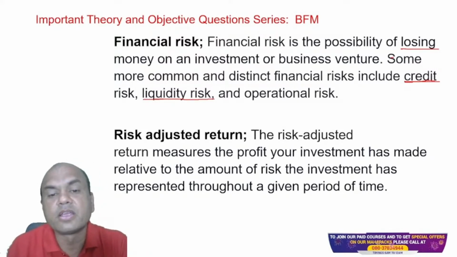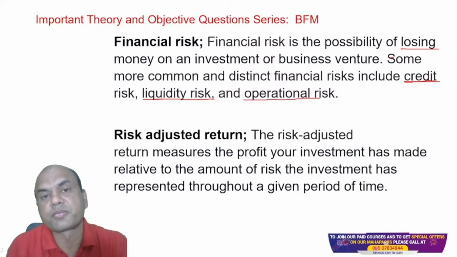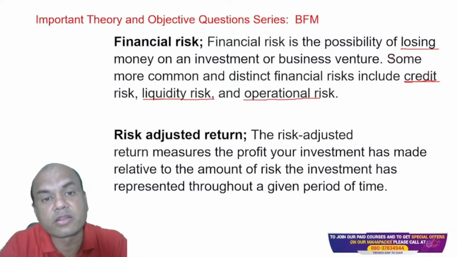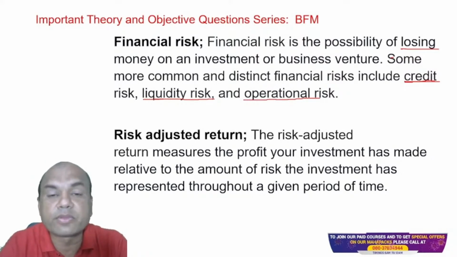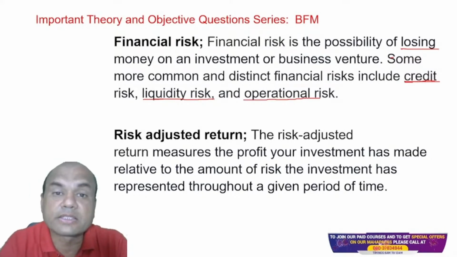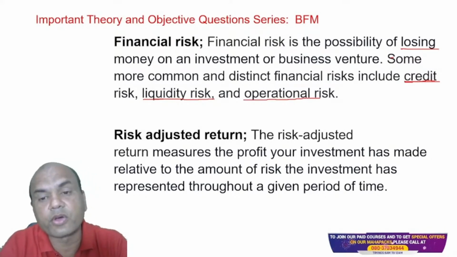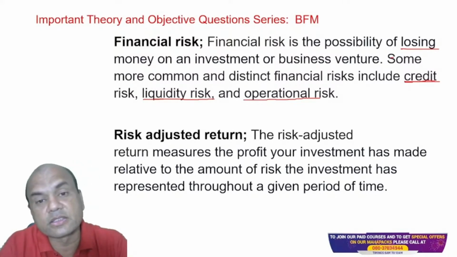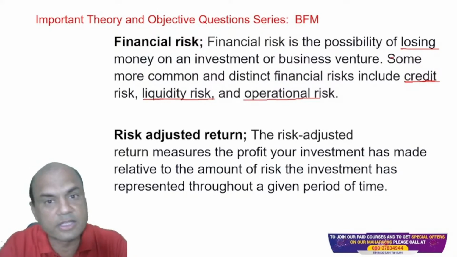And the next one is operational risk. Operational risk relates to my operations. It means my employee errors or my system failure or my region failure, area failure. Area means, for example, a terrorist attack or a flood. All these lead to operational risks. So financial risk also has these parts: credit, liquidity, and operational risk. Clear? Simple?